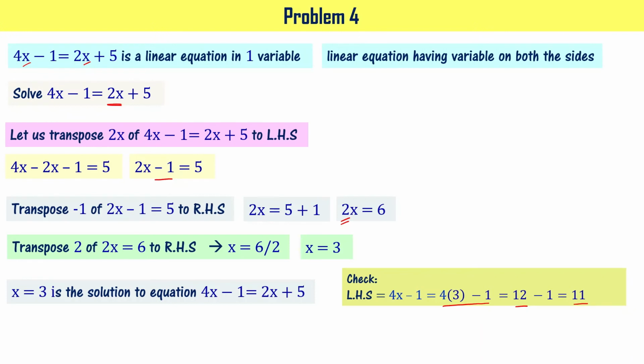Now let me take the RHS of the equation, that is 2x plus 5, and substitute x equal to 3. When I do that, I get 2 times 3 plus 5, that is equal to 6 plus 5, that is equal to 11. So the value of LHS we got is 11, and the value of RHS we got is also 11. It means RHS equal to LHS. Hence, whatever solution we got is the correct solution, right? So x equal to 3 is the solution to the equation 4x minus 1 equal to 2x plus 5.